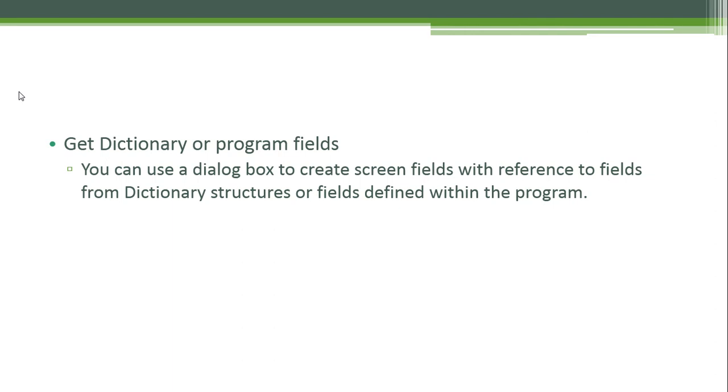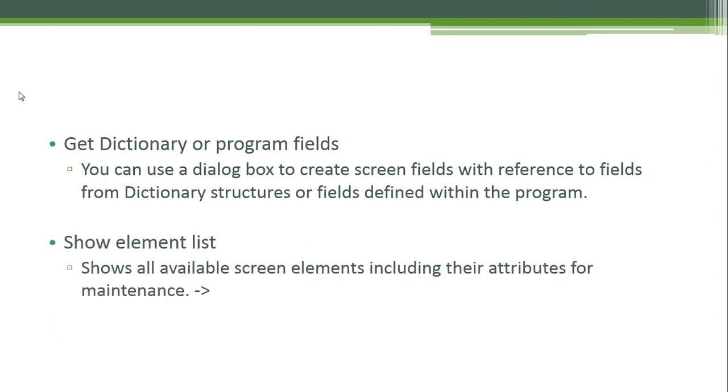You can get dictionary or program fields. You can use a dialog box to create screen fields with reference to fields from dictionary structures or fields defined within the program. And you can show the element list. It shows all available screen elements including their attributes for maintenance.